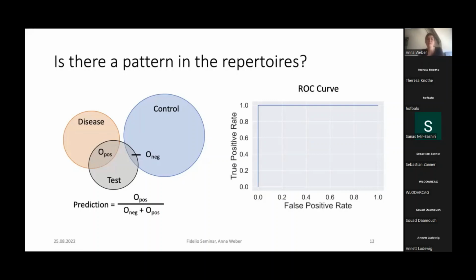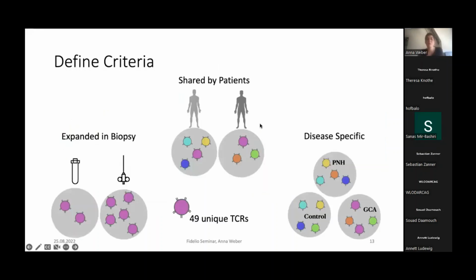A simple model can pick up on it. Now we want to find the signal. We want to identify the T cell receptors that are the signal, that are critical, that are suspected to be involved in this disease. So I defined some criteria.